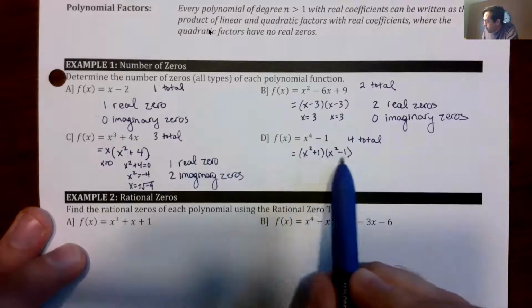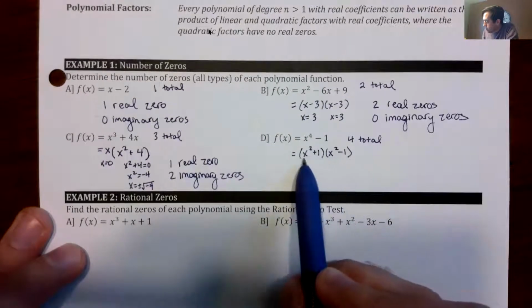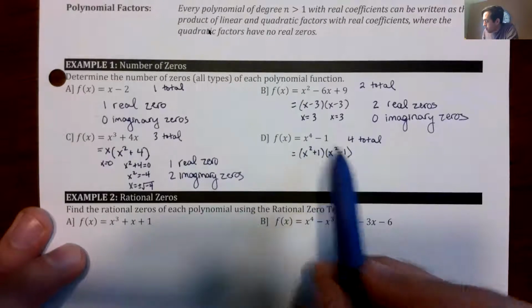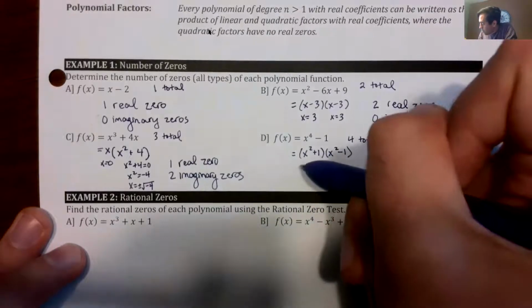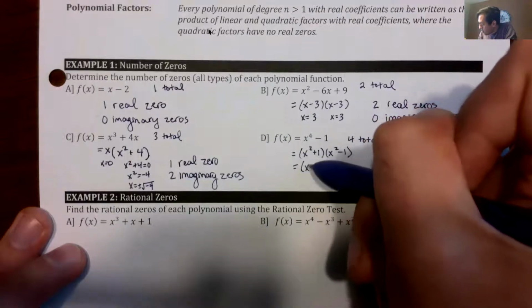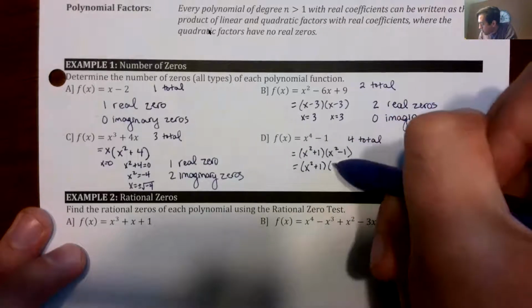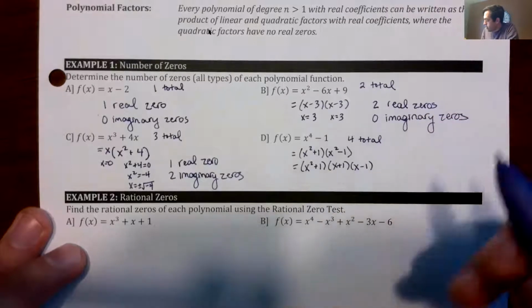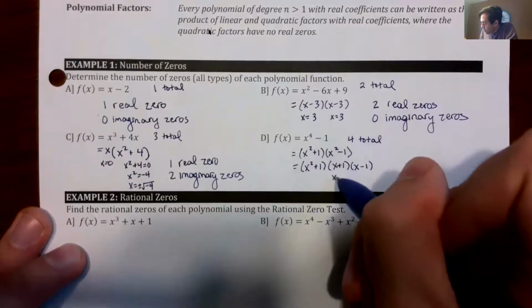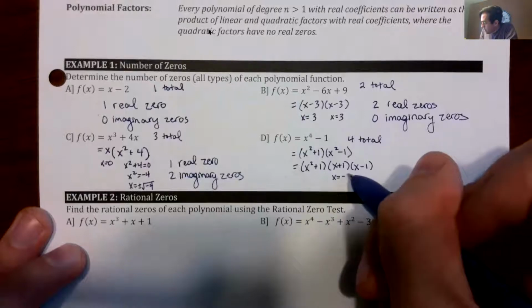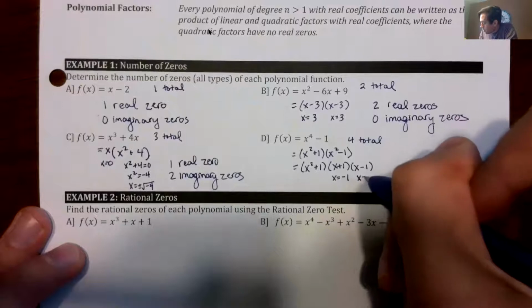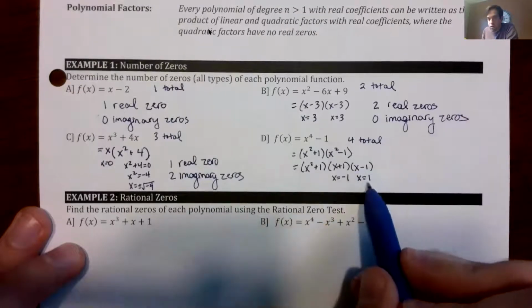If we FOIL this, the outer and the inner will cancel. We'll get x to the 4th minus x squared plus x squared minus 1. And x squared minus 1 is another difference of squares. So we have x squared plus 1, x plus 1, x minus 1. So this factor gives us a 0 of -1. This factor gives us a 0 of 1.